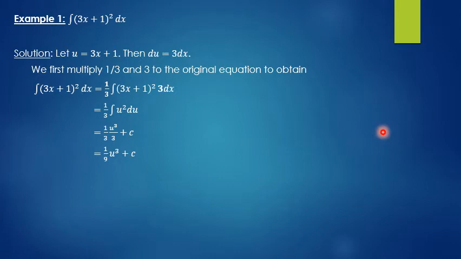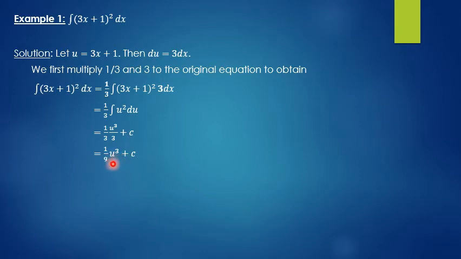So if we simplify that, we multiply the two threes at the denominator. So we will get 1 over 9 u cubed plus c. However, we started here with an expression that is composed entirely of x. So we must be able to revert it back into x.